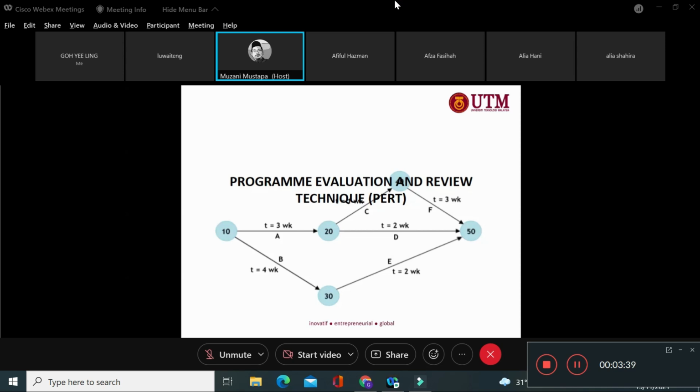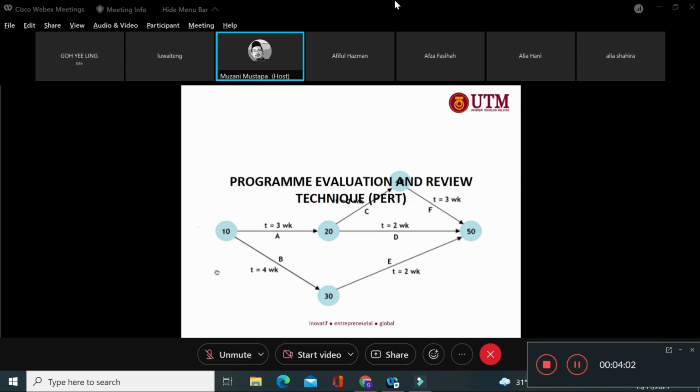From the previous topic, for example, consider the predecessor of an activity. You know what I mean? Predecessor and successor. Activity A doesn't have a predecessor, and activity B also doesn't have a predecessor, which means they start together from the same point. That's why A and B don't have any predecessor.